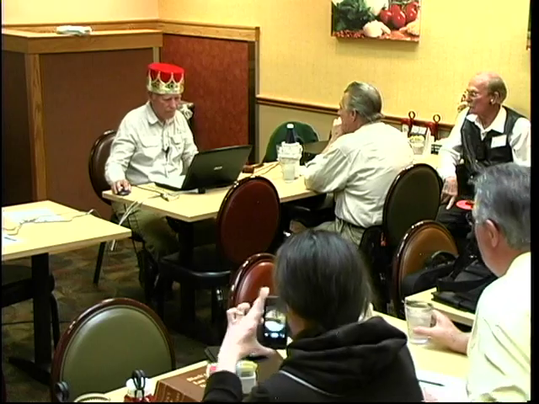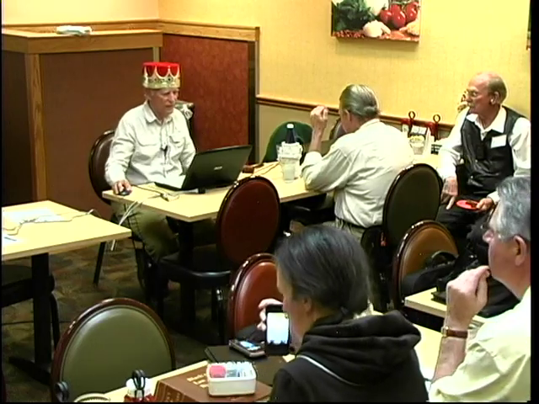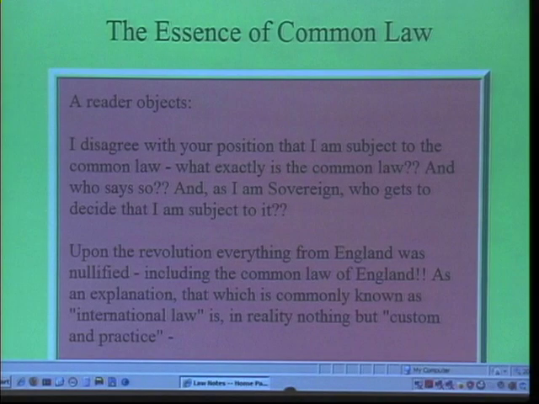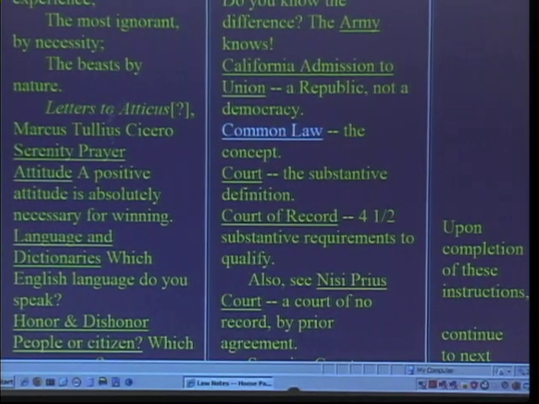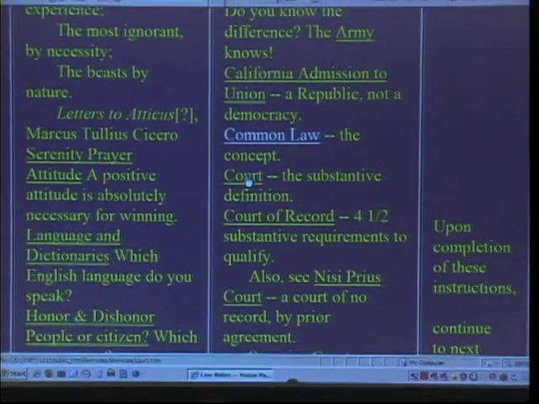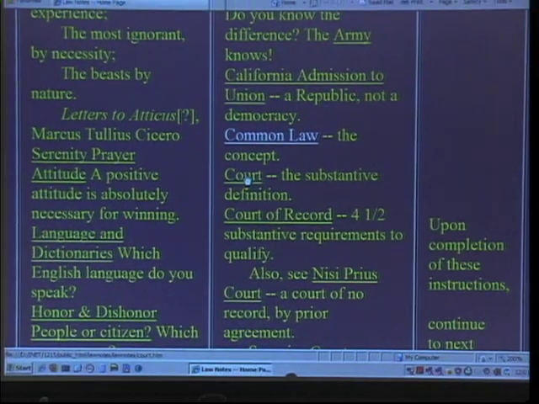Order in the court. Okay, well, anyway, you can read this article later on the essence of common law, but it's basically a pro and con. I thought the guy made a pretty good objection and deserved a good answer. All right, let's talk about what a court is.